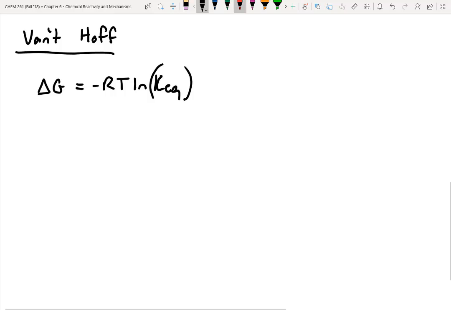All right. So let's go ahead and define each of these. This is the change in Gibbs free energy. So I'll just write delta G for free energy. R, what does R stand for? Gas constant. Does anybody remember the gas constant? Which one? The one with joules, moles, and Kelvin? Okay, it's 8.314 joules per mole Kelvin.